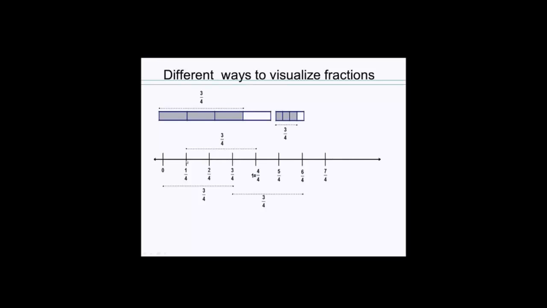3/4. If you start with 1/4, you have 1, 2, 3, you land here. If you start at 3/4, you'll have 1, 2, 3. So you can move in quarters in many different ways because the number line is broken into quarters. We can also represent decimal numbers and rational numbers on a number line.